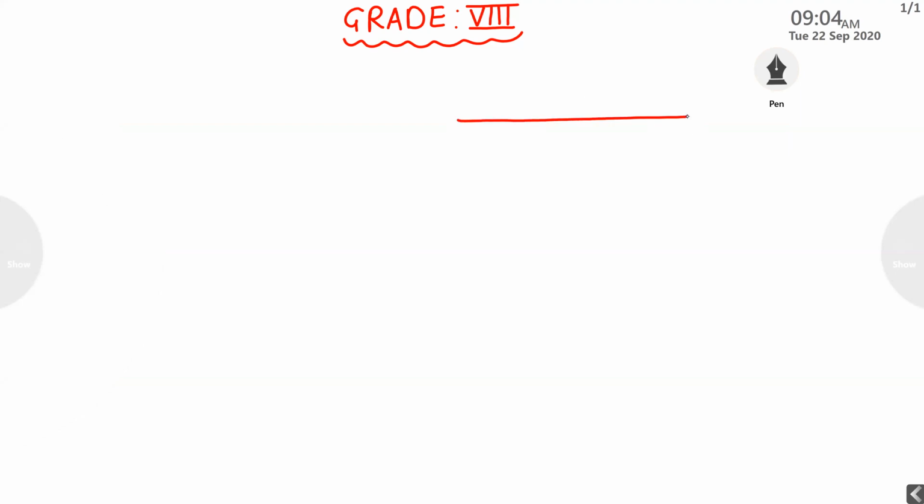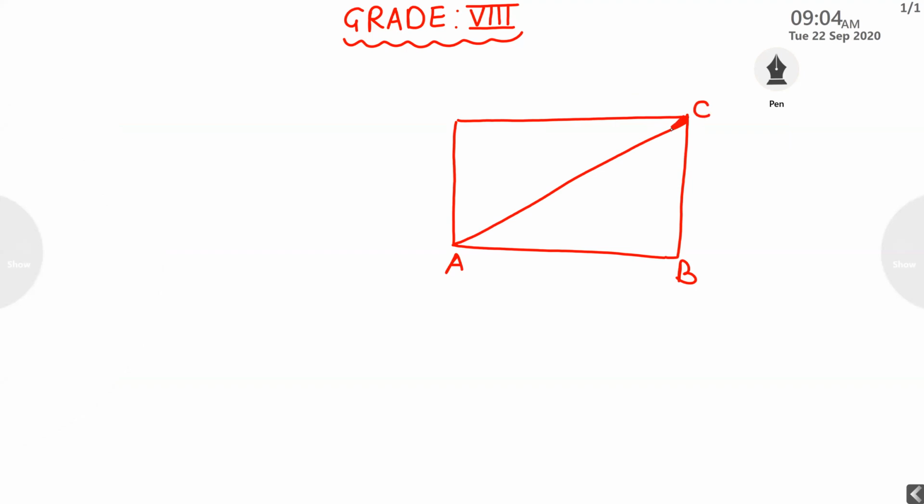Suppose I have drawn one rectangle here. If I want to find out the diagonal, how to find? Because we know in rectangle and square, each and every angle is a right angle. Already we know when we will apply Pythagoras theorem: if the triangle is a right angle triangle, then we can apply Pythagoras theorem. Suppose this length is given 4 centimeter and this is 5 centimeter, and this length we can find out by using Pythagoras theorem. I hope you got it.